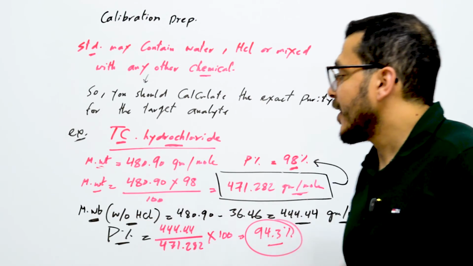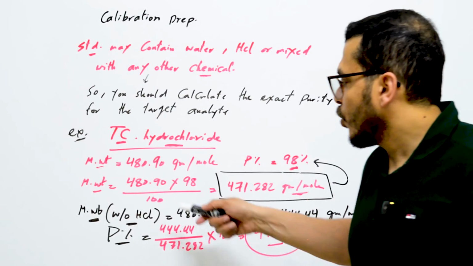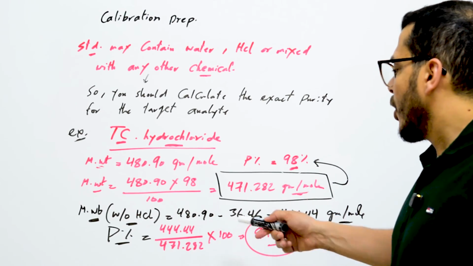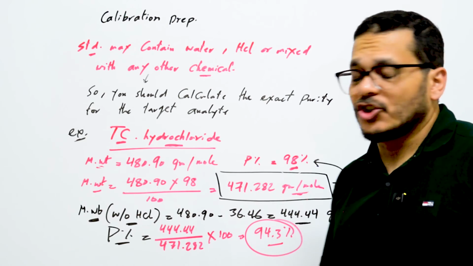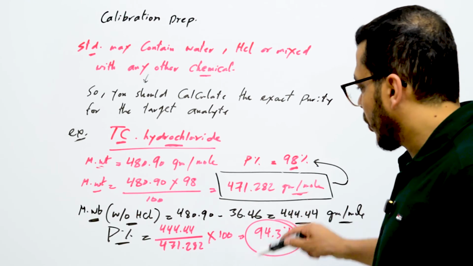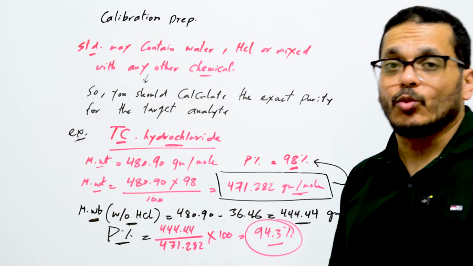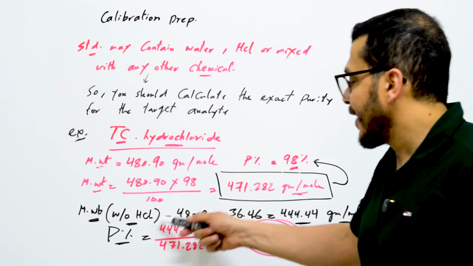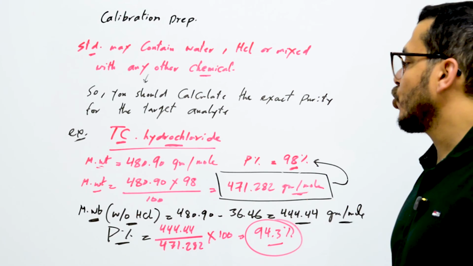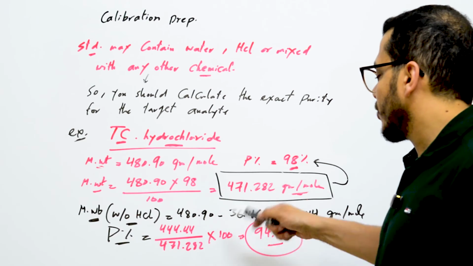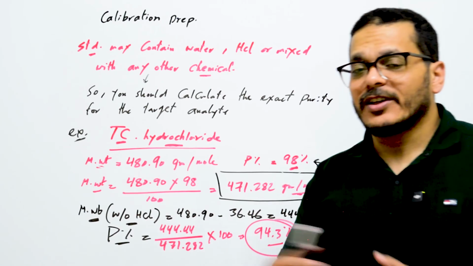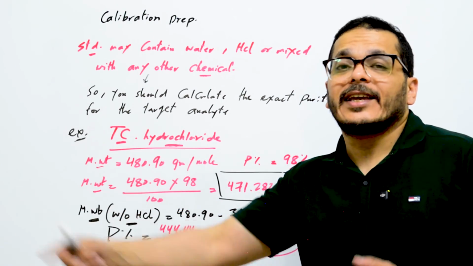Okay, but after that, the molecular weight without HCl. Now we will separate HCl from tetracycline. So 480.9 minus 36, the molecular weight for the HCl, equals 444.44 gram per mole. Then you will divide to calculate the exact purity of tetracycline without HCl in this standard: 444.44 divided by 471.28 at 98%, multiplied by 100, it will be 94.3%, and that will affect too much the weight that you will take at the end.